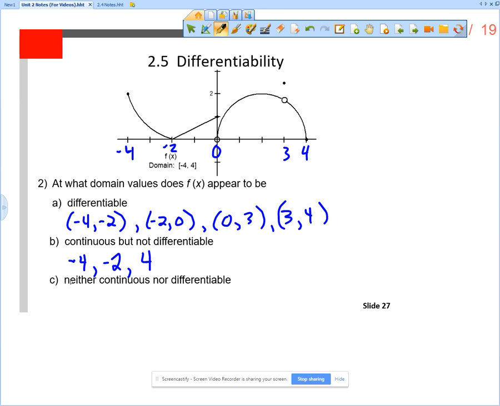Now, when is it neither continuous nor differentiable? That is when it does not have continuity. So that would be at 0 and 3. Now the other possibility, A, B, or C. Well, what about D? Differentiable but not continuous. Well, that's not possible because it can't be differentiable if it is not continuous. So that is not a question that we ask.